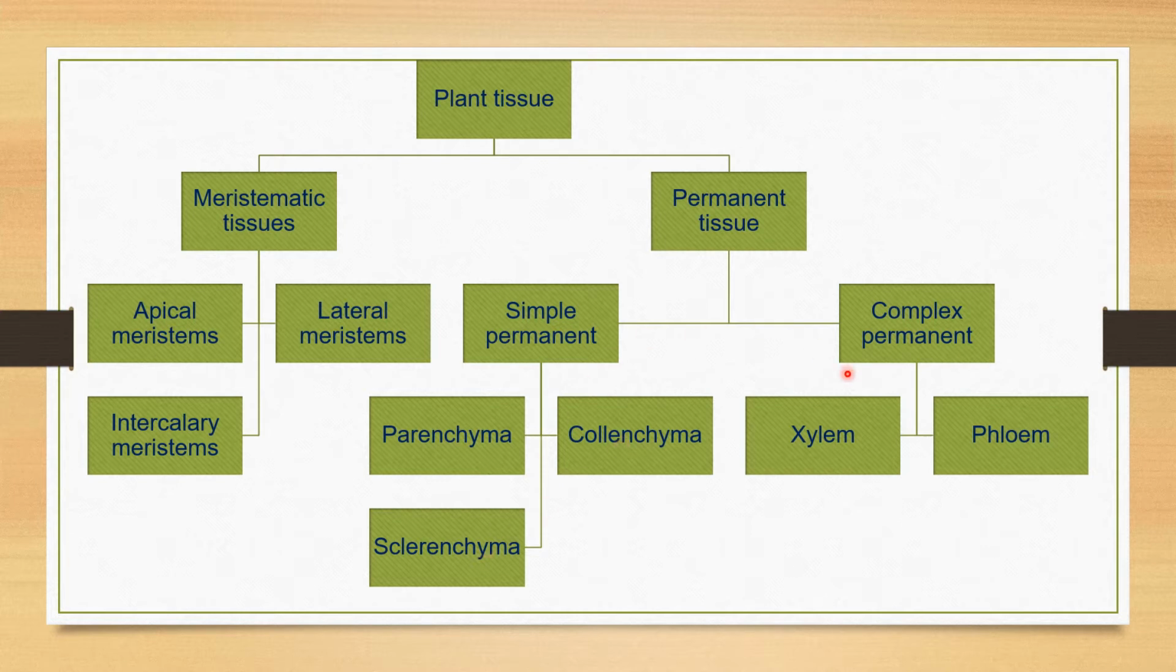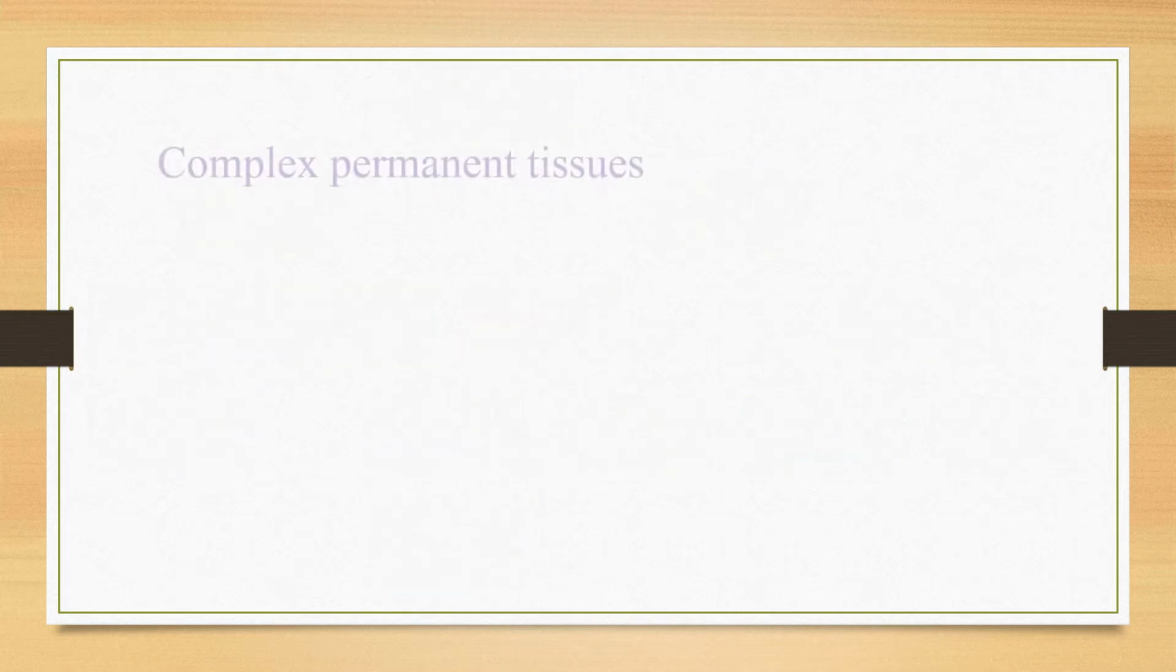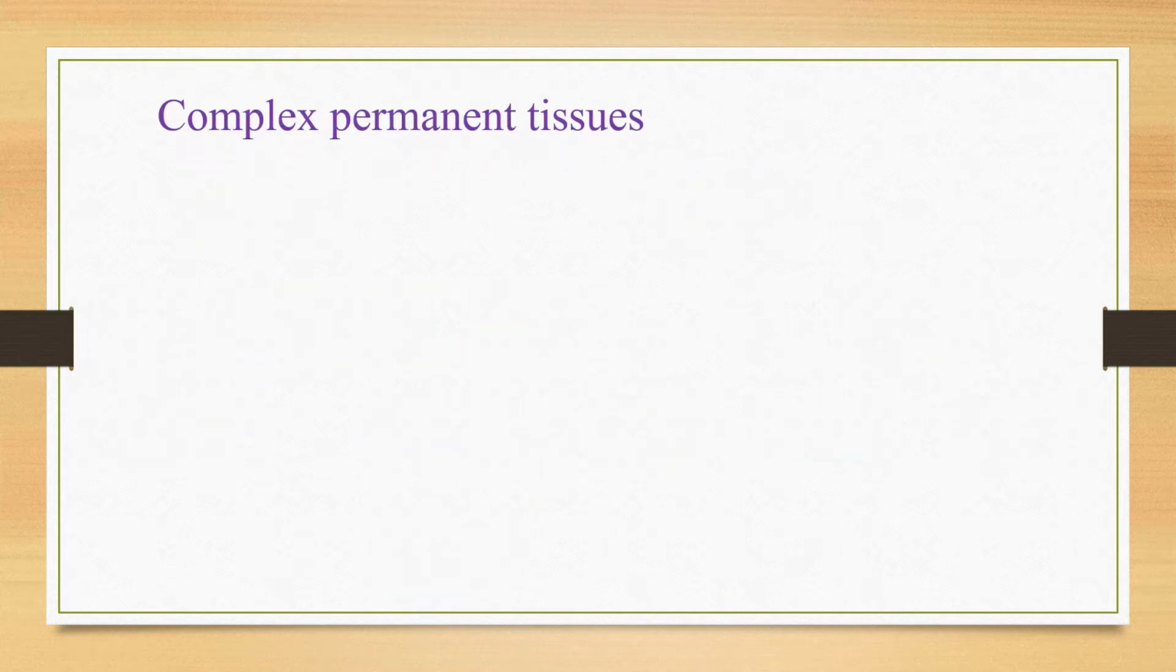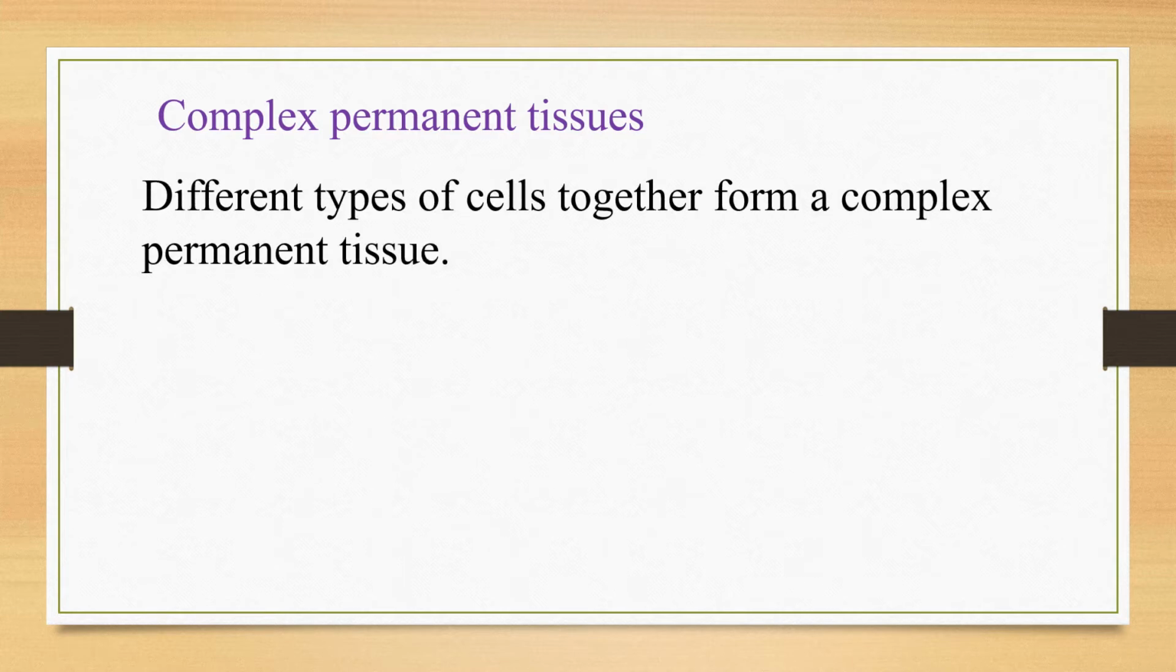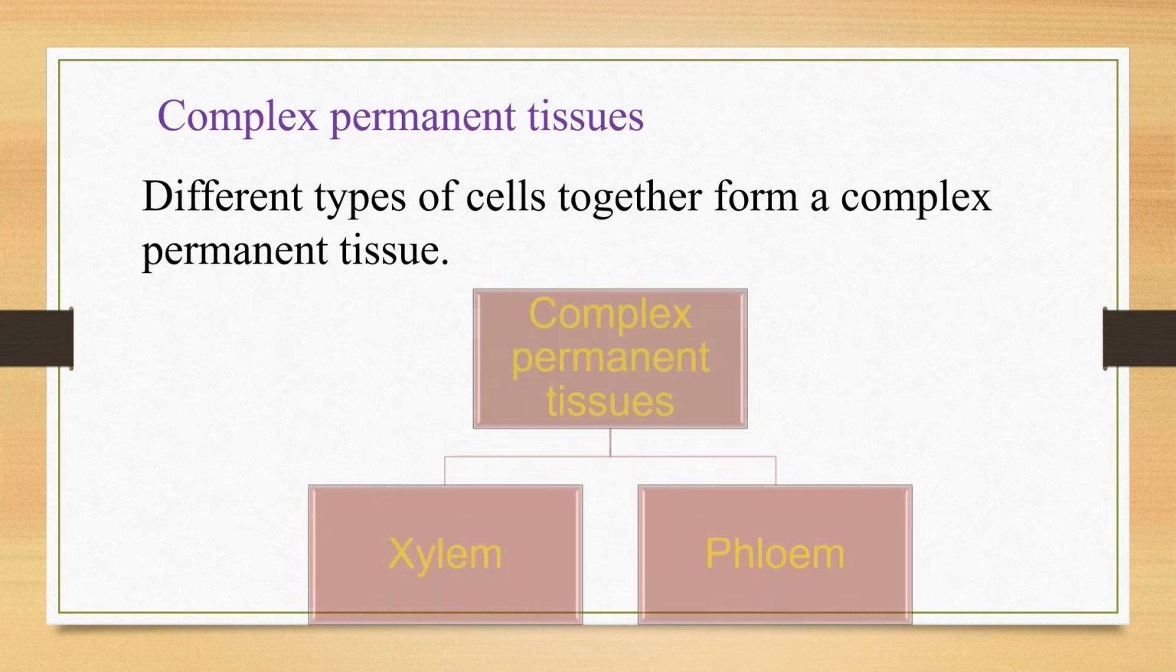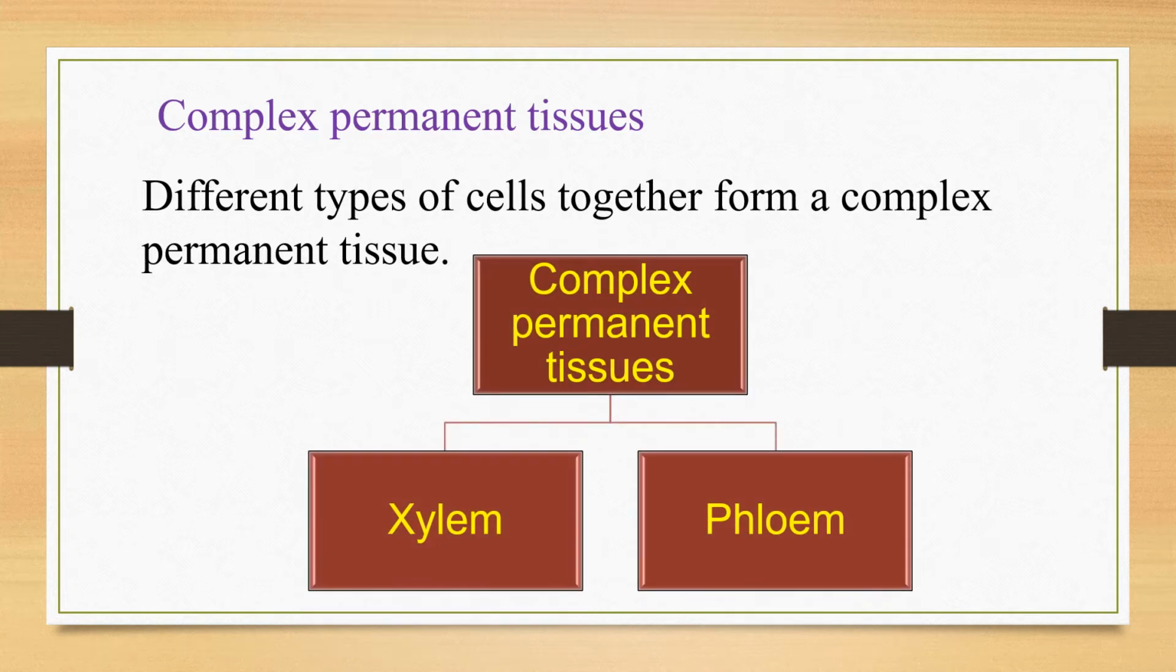In this video, we are going to learn about complex permanent tissues. There are two types as xylem and phloem. Now we are going to learn about complex permanent tissues. Different types of cells together form a complex permanent tissue. I have told you before that there are two types of complex permanent tissues as xylem and phloem.